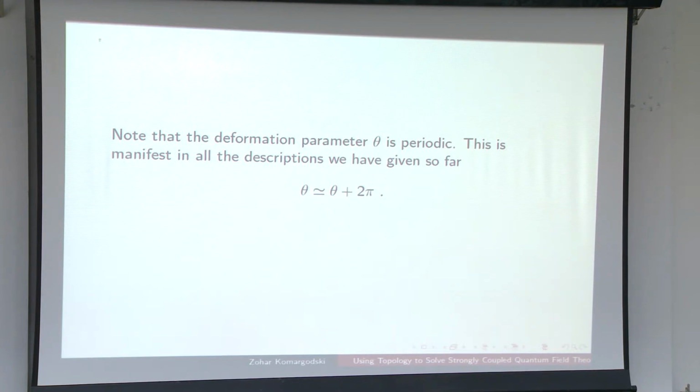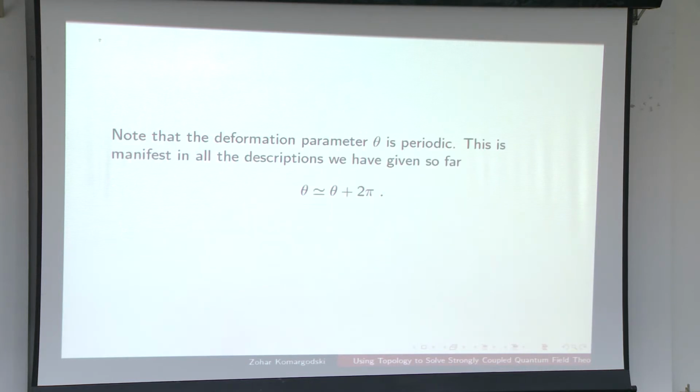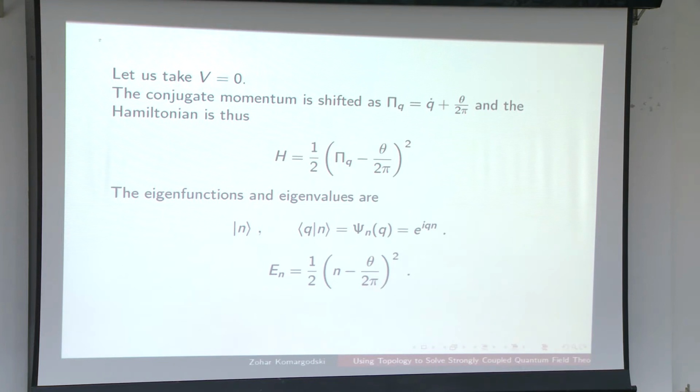Now, in all of these presentations, it's obvious that theta is periodic. Theta and theta plus 2π are the same because they give the same phase in the Feynman sum over histories. Here, n is an integer, so theta and theta plus 2π are the same. So let's start quantizing the system. So far, it's a trivial graduate level exercise, but it will soon become much more interesting.